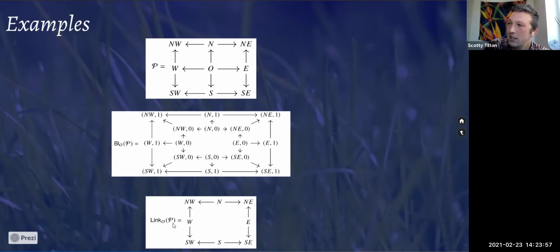The link at 0 of our poset is this thing. And notice that that's just how that's sitting inside of here. And it's also all the ways that we could have left 0 up here.